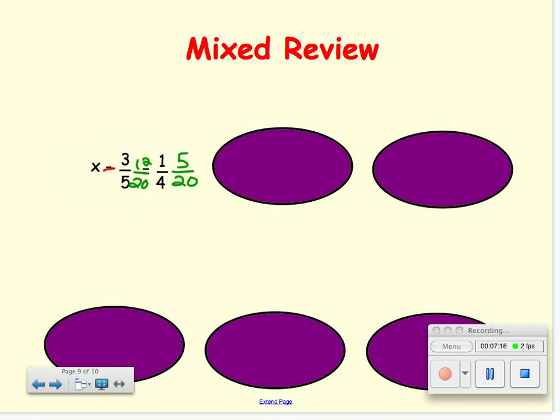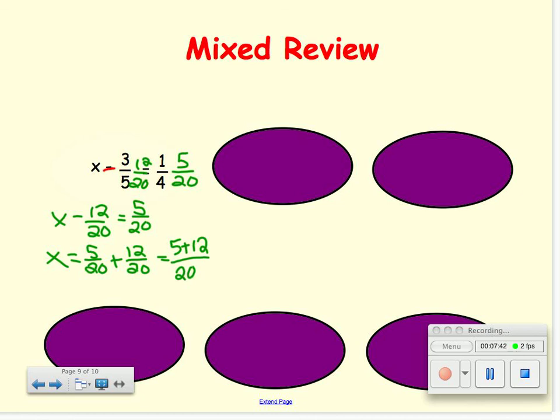Now I'm going to rewrite this. This turns into x minus 12 over 20 is equal to 5 over 20. How do I move minus, class? How do I move minus? Plus. X is equal to 5 over 20 plus 12 over 20, which turns into 5 plus 12 over 20, and that turns into 17 over 20.